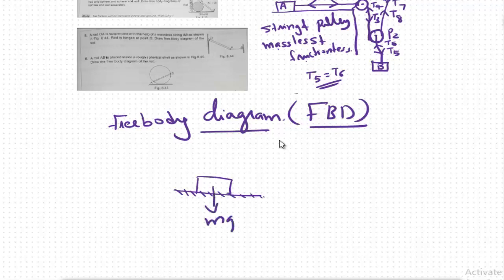Mg will be acting in the downward direction and the reactional force will be acting in the opposite direction. Normal reactional force in the opposite direction.